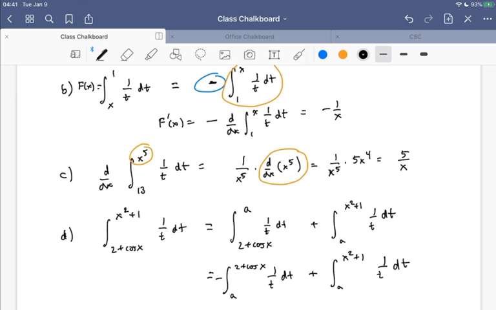Okay, now that we've got it in that form, we can just do the fundamental theorem to each of the two parts, again remembering that we'll have to use the chain rule for both of them, because the thing at the top of the integral, 2 plus cos x or x squared plus 1, is not just x, it's a function of x. Does that make sense, Mr. Young?